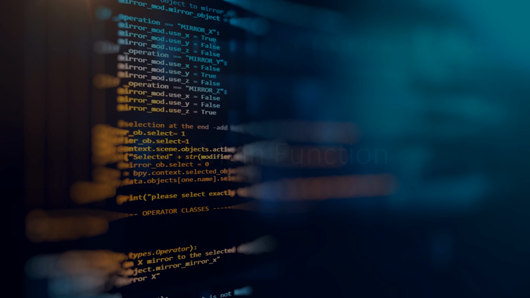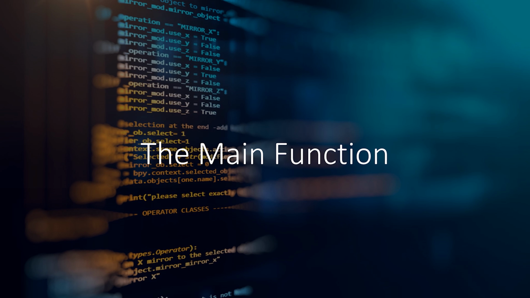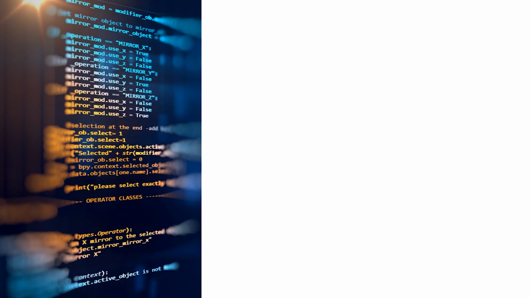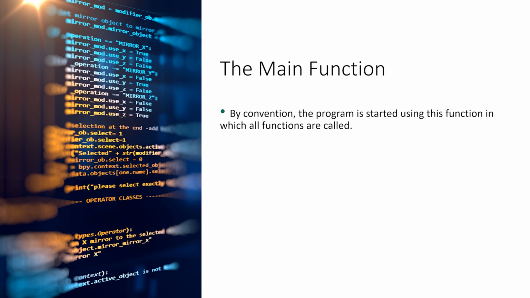Next, we shall learn about the main function. In Python, we find it easier to place all of our functions in one place in our code, and this place is known as the main function. By convention, we usually start the program with a main function in which all of the functions are called, and this is followed by the definitions of all of other functions, and then of course we should call the main function at least once.